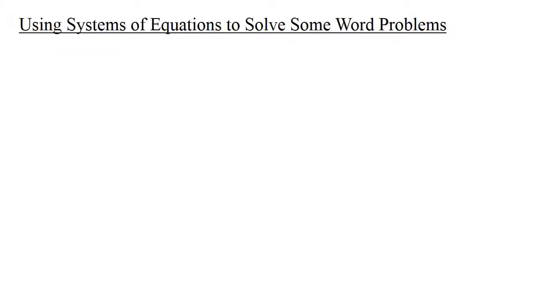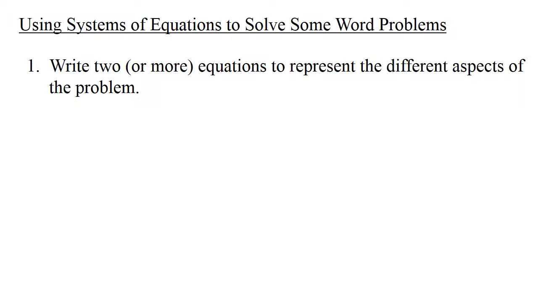Let's look at using systems of equations to solve some types of word problems. Usually problems that deal with two or more unknown values. And so the way we're going to do this is we're going to write two or more equations. You need to write at least as many equations as things you don't know. So if you don't know two things, you need to find two equations to write. If you don't know three things, you need to write three equations, and so on.